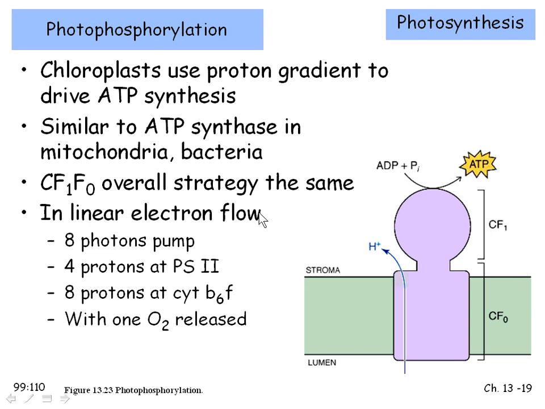So there are really a lot of similarities between the mitochondrion and the chloroplast. The chief difference is that the chloroplast can capture light energy to drive all of this, whereas mitochondria are just using high energy electrons that they've gotten from fuels.